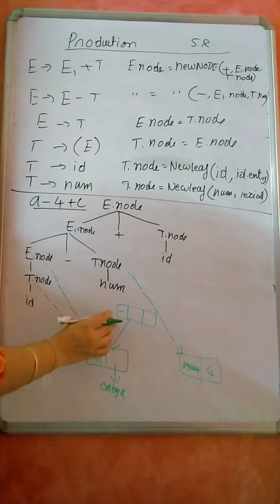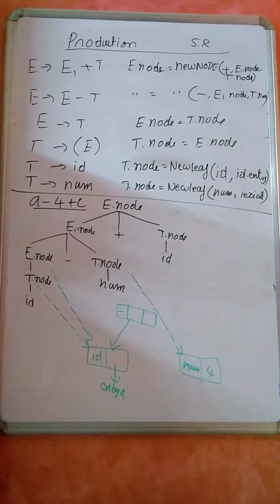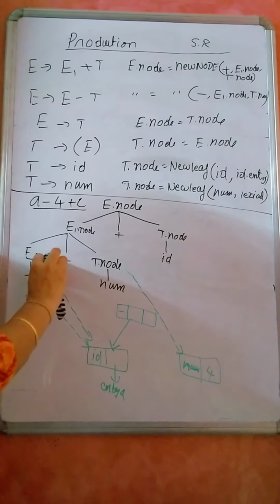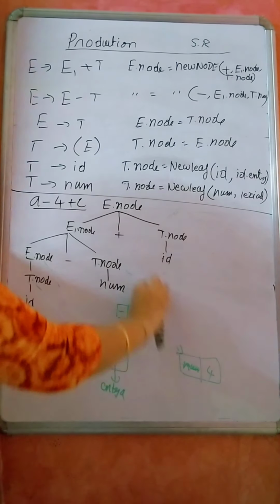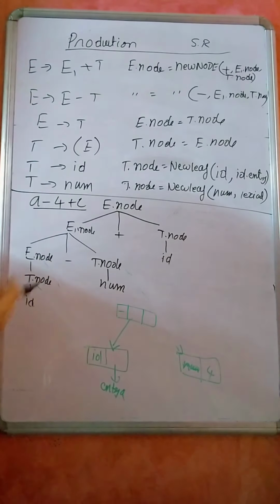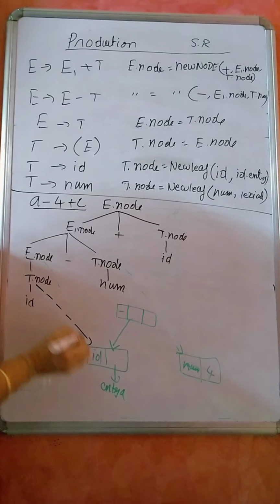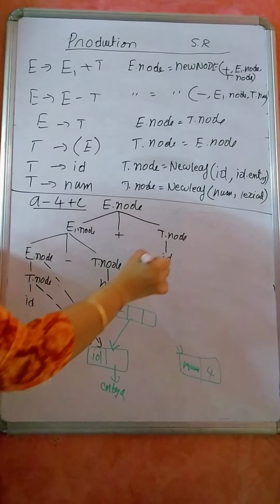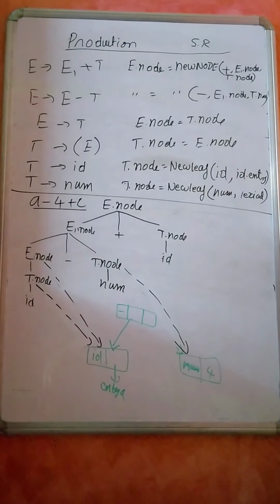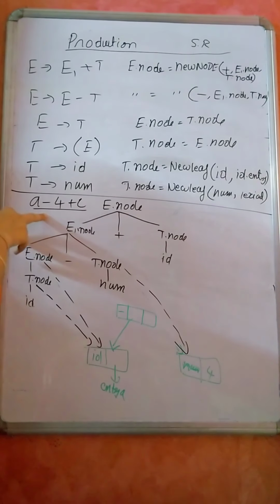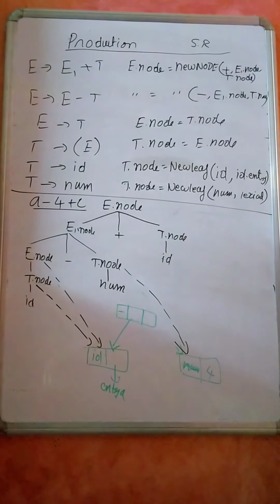Now whatever solid line I am writing, that is a syntax tree. Otherwise I will do one thing: only the syntax tree I will write in a green color, and the rest all I will write in a black color. So T dot node is pointing to this, E dot node is pointing to this, and T dot node is pointing to this. Whatever I am writing in green color is the final syntax tree that you obtain for this expression by using this particular SDT.